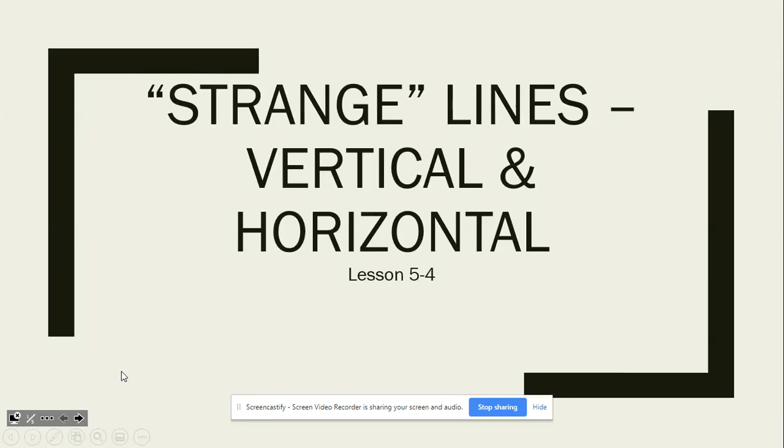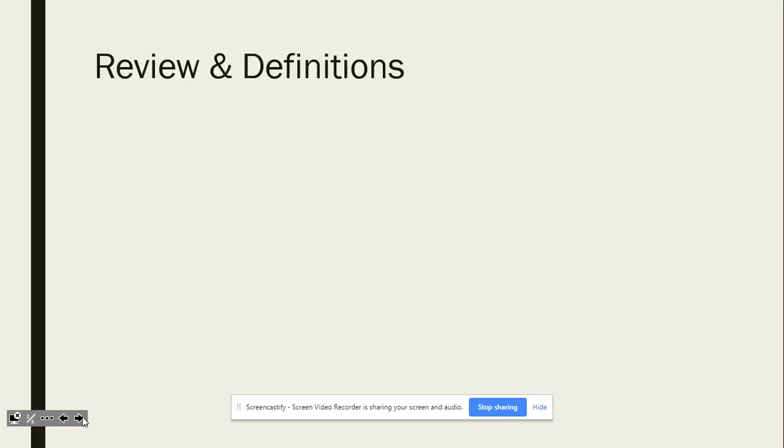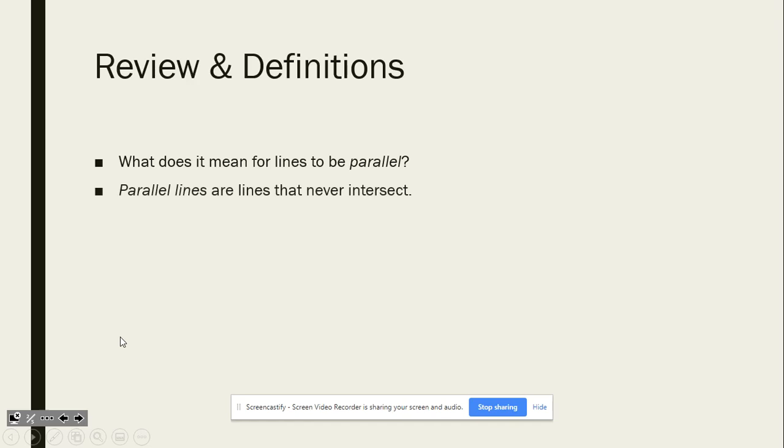This is lesson 5-4, strange lines, vertical and horizontal. So some review from some middle school math. What does it mean for lines to be parallel? Parallel lines are lines that will never intersect or touch.